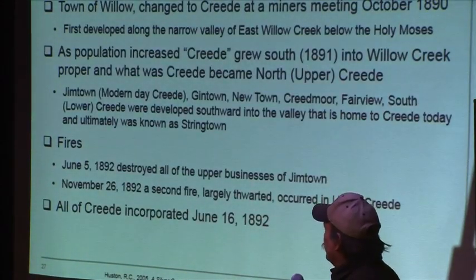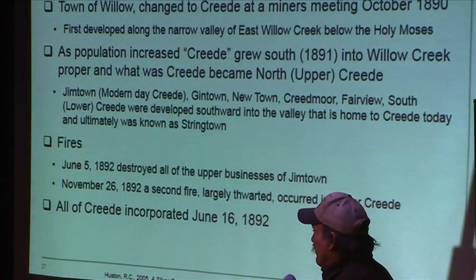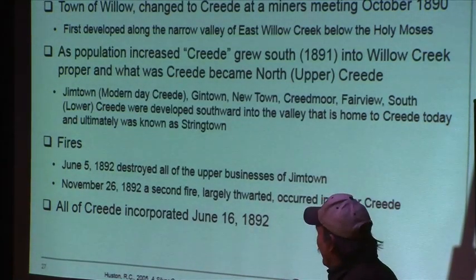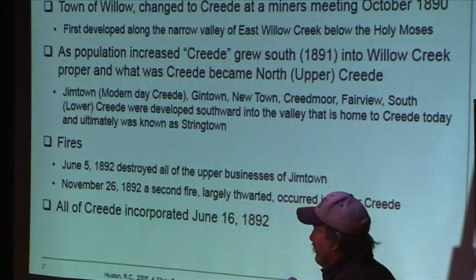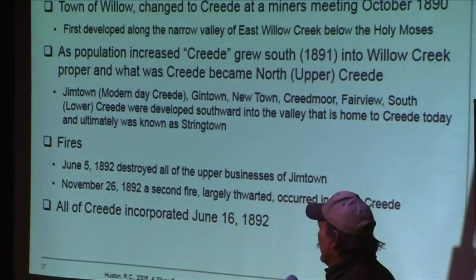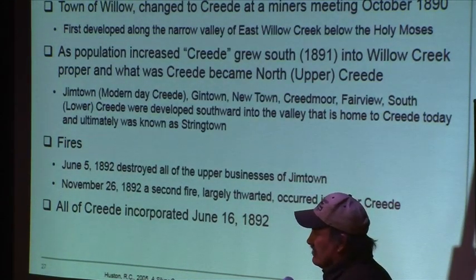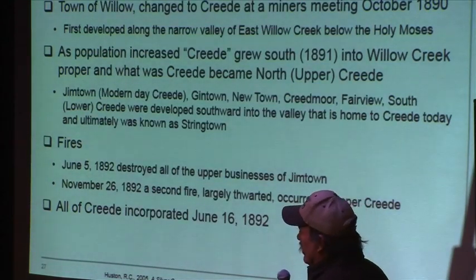We have a history of some famous people. Bat Masterson was here as a sheriff for a while, and Bob Ford, who killed Jesse James, came here and himself was killed here in Creede. So we have a little history there. So when the Sherman Silver Purchase Act was repealed in the mid-90s, then population started to die, mining died, and by the turn of the century, there's only about 1,000 people left in Creede. It was pretty slow, but it hung on.